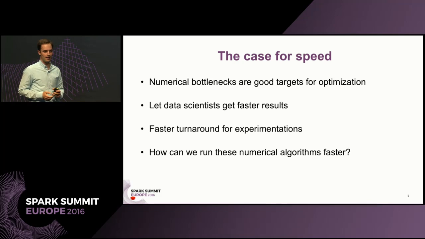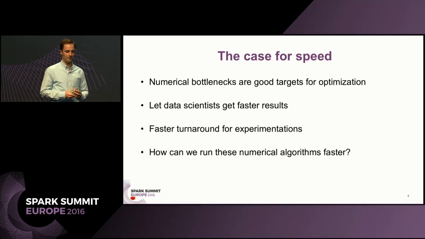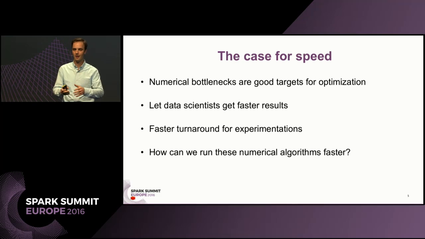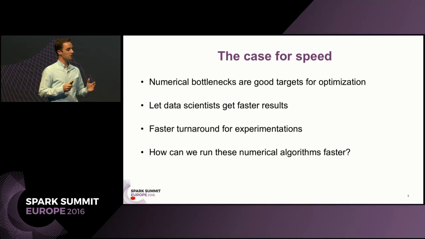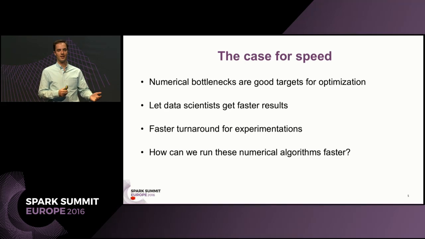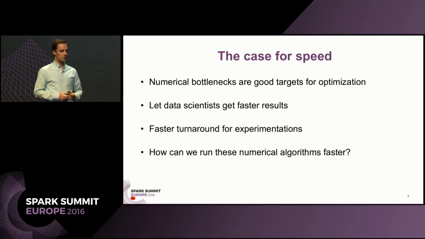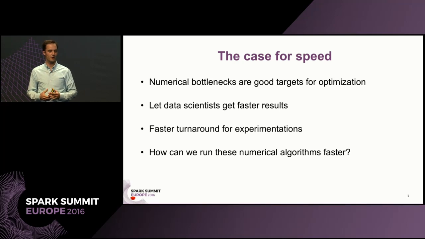Also, if you look at the complete pipeline when you do data science and learning, you see that the ETL part is usually fairly fast, and that the bottleneck is really the number crunching part, the part where you do these heavy machine learning algorithms. And these numerical bottlenecks are really good targets for optimizations. Because if you can get the result faster, then your data scientists can have faster results. You can run more experimentations. So really, the whole point of this talk will be how we can get these numerical algorithms running faster in a distributed system.